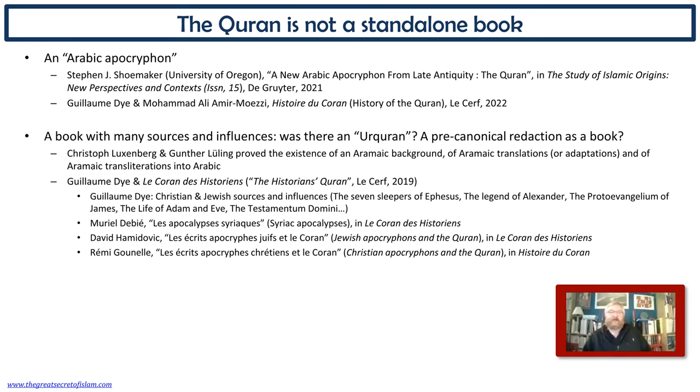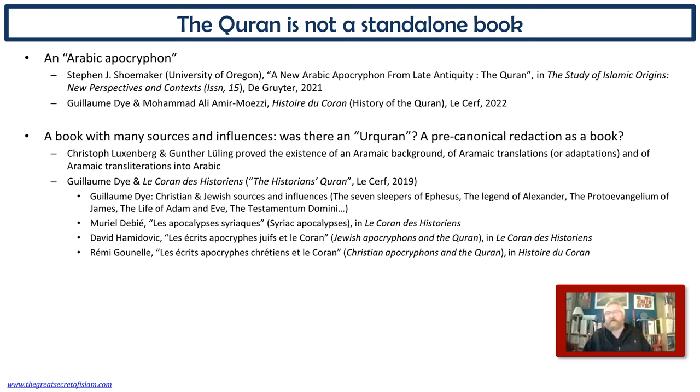It is also a book, a bit like Stephen Shoemaker said it, that has many sources, many influences. So if we are looking for an Ur-Quran, which means a sort of pre-canonical redaction of the text as a book, it is very difficult to find it, because there are so many different influences in this text.